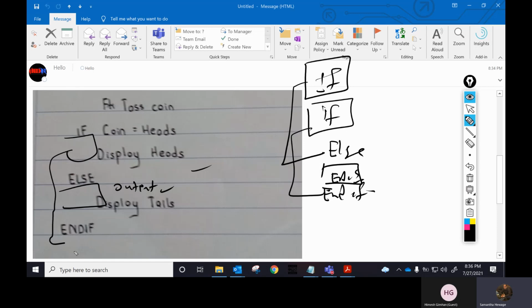Here, Baba, is a mistake. You have to end it. Now, the program should end. You have to finish it here using end. Sir, after endif, should I use end? Definitely, because the program should end. Your program should end, so end should be mentioned. Got it?